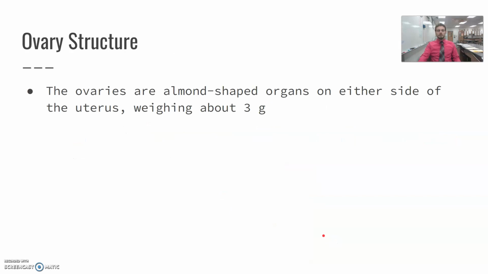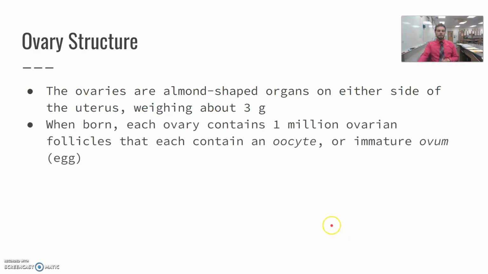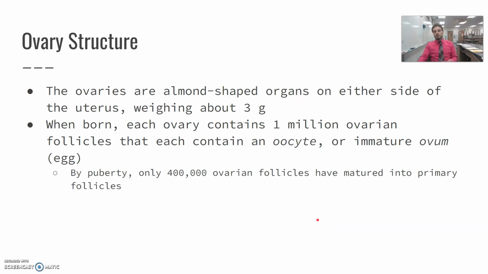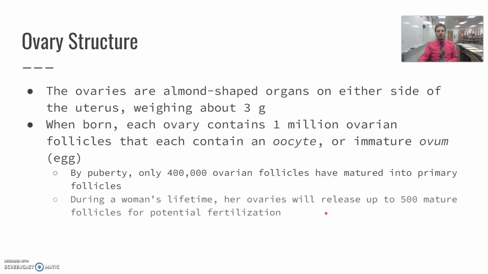So we're going to start with the ovaries. The ovaries are approximately almond-shaped and sit on either side of the uterus, and they weigh about 3 grams, so very, very small. For reference, a paperclip is about 1 gram. But when a woman is born, each ovary contains about 1 to 2 million ovarian follicles, within which there is an oocyte, or an immature ovum. By the time that woman reaches puberty, about 400,000 of that 1 million have matured into primary follicles. And then of those 400,000, about 500 will mature and be ovulated for potential fertilization.